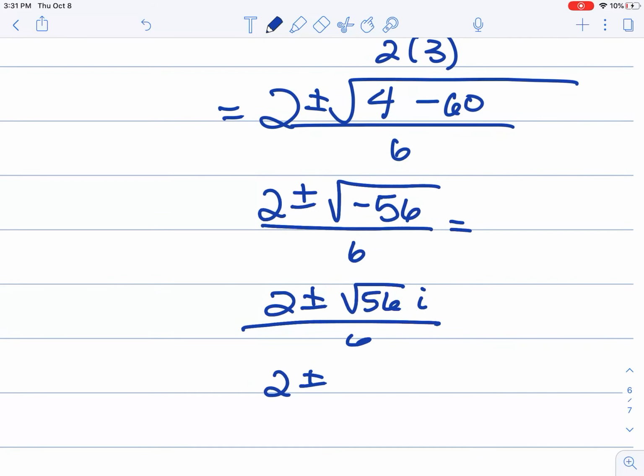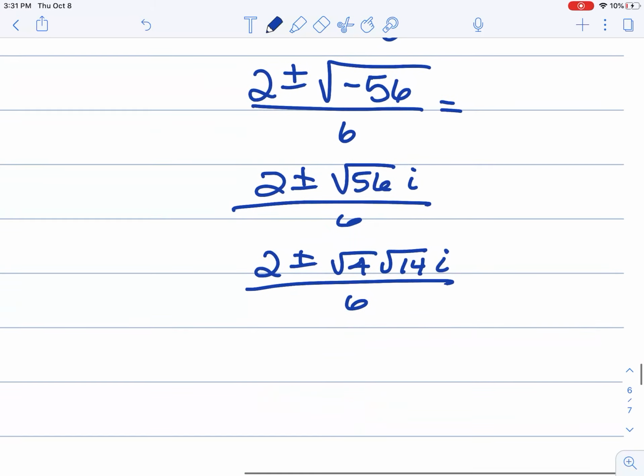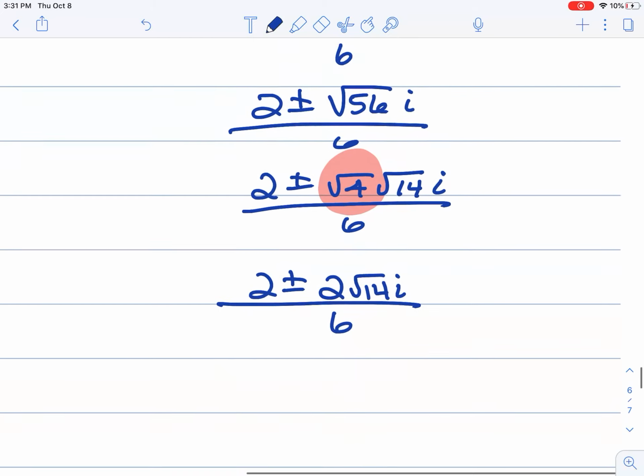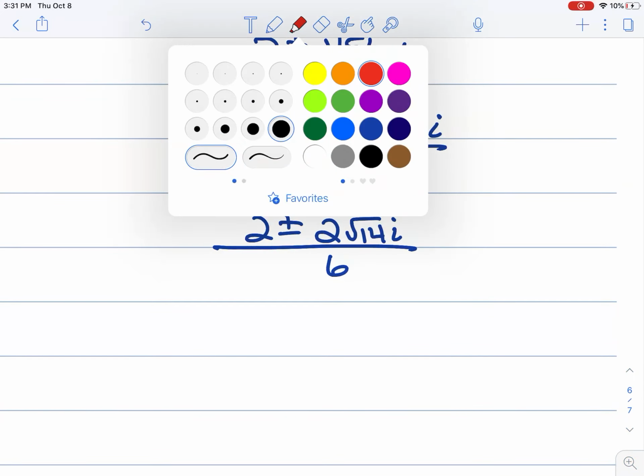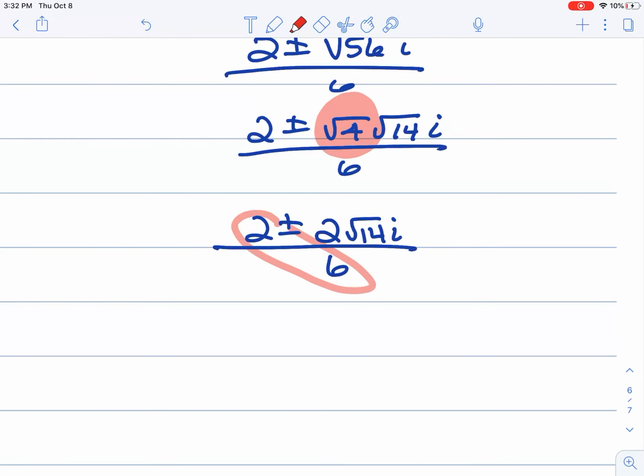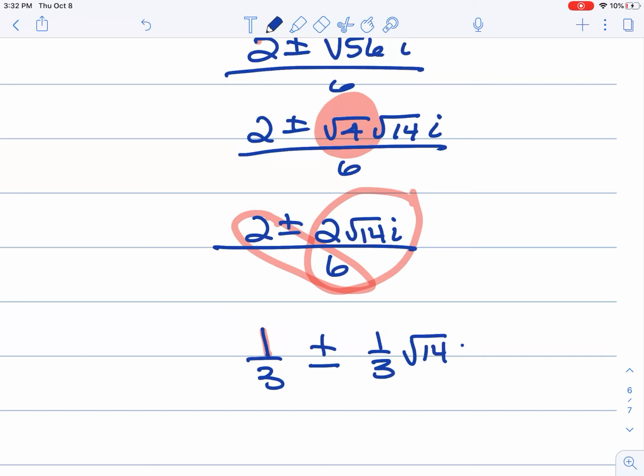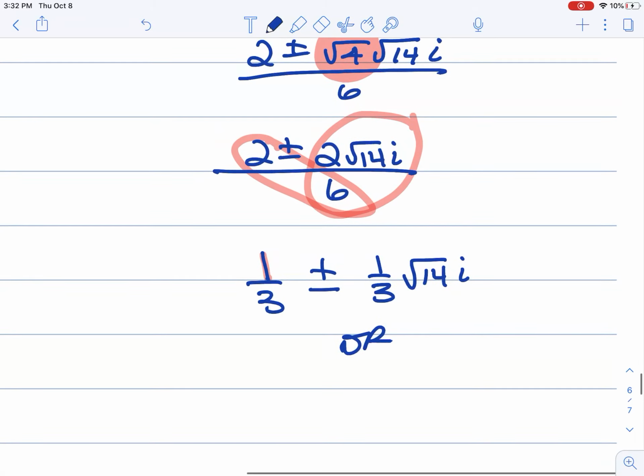And then the root of 56 can be written as the root of 4 times the root of 14i all over 6. This root of 4 is really a 2. So we get 2 plus or minus 2 root 14i over 6. And now we're going to simplify 2 over 6 and 2 root 14i over 6. So 2 over 6 can be reduced to 1/3 plus or minus 2 over 6 again can be 1/3 root 14i. The other way we could have written this is 1 plus or minus root 14i over 3.